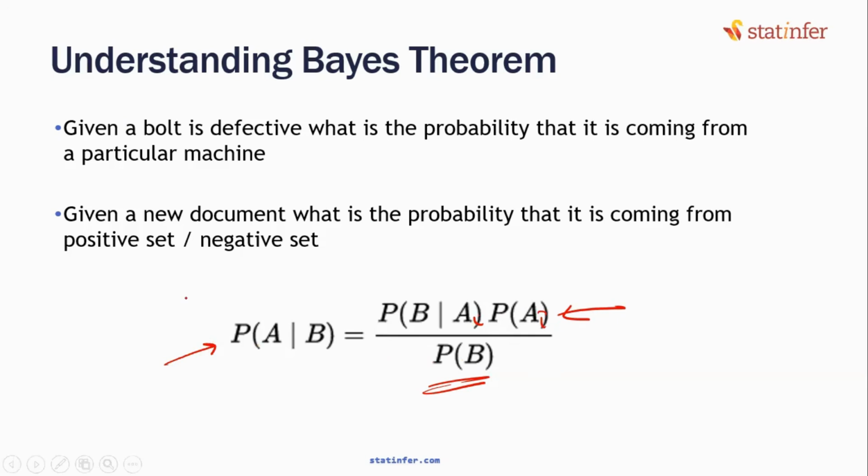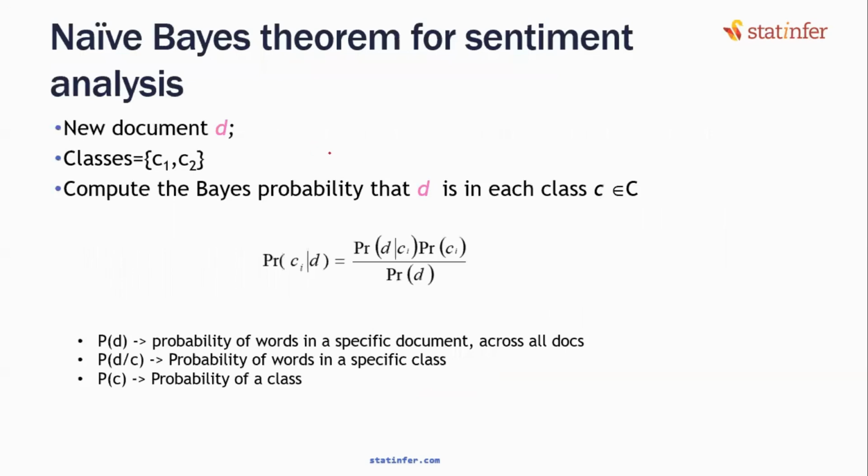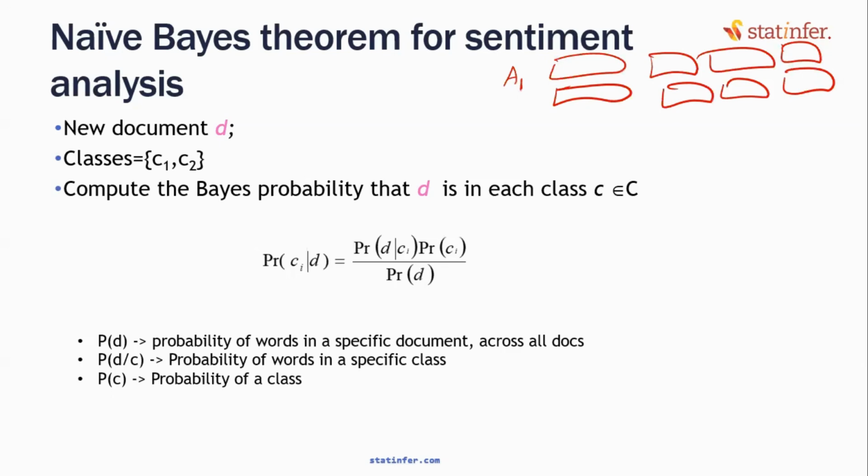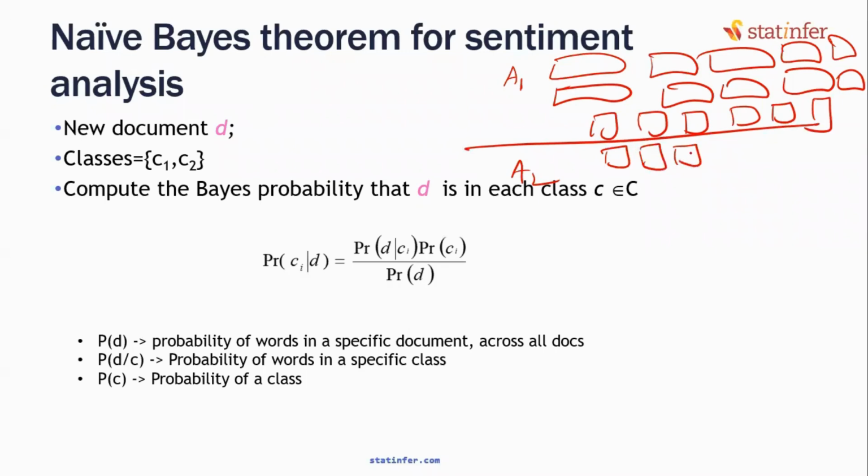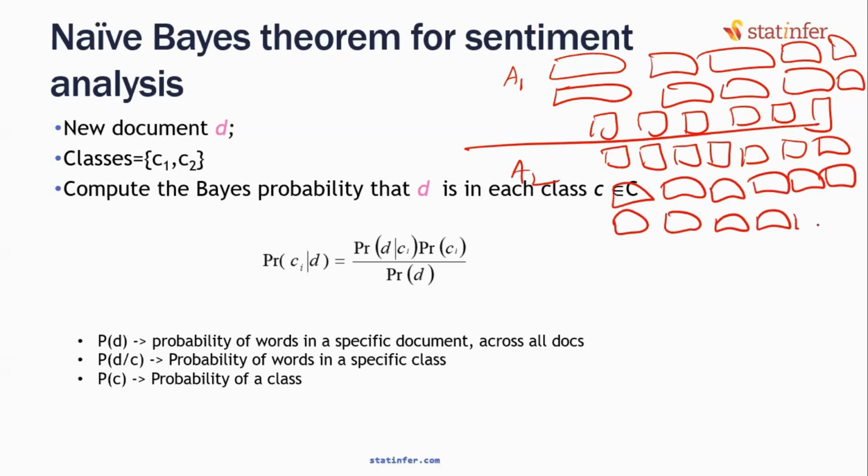But how do you connect this whole Bayes theorem to our context? Our context is not really nuts and bolts here. What is our objective? Given a review, I want to know whether it is positive or negative. So you can understand this way. Look at this carefully. Imagine a machine A1 that is producing all the positive reviews. Every document that is coming out of A1 is positive, positive, positive. Imagine machine A2 that is producing only negative reviews. Everything that is coming out of A2 is negative.